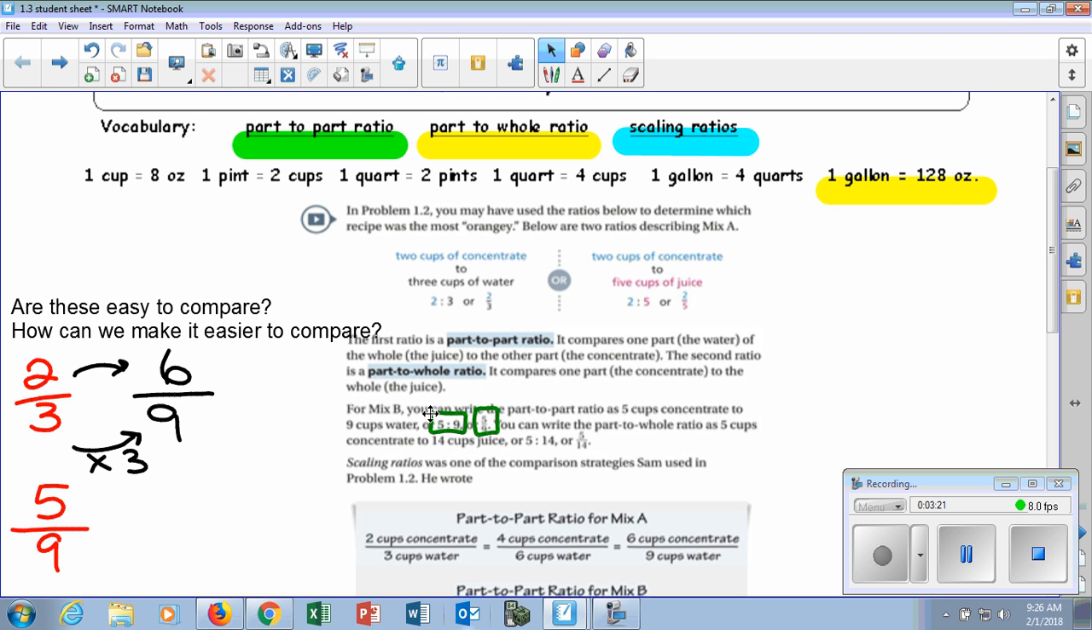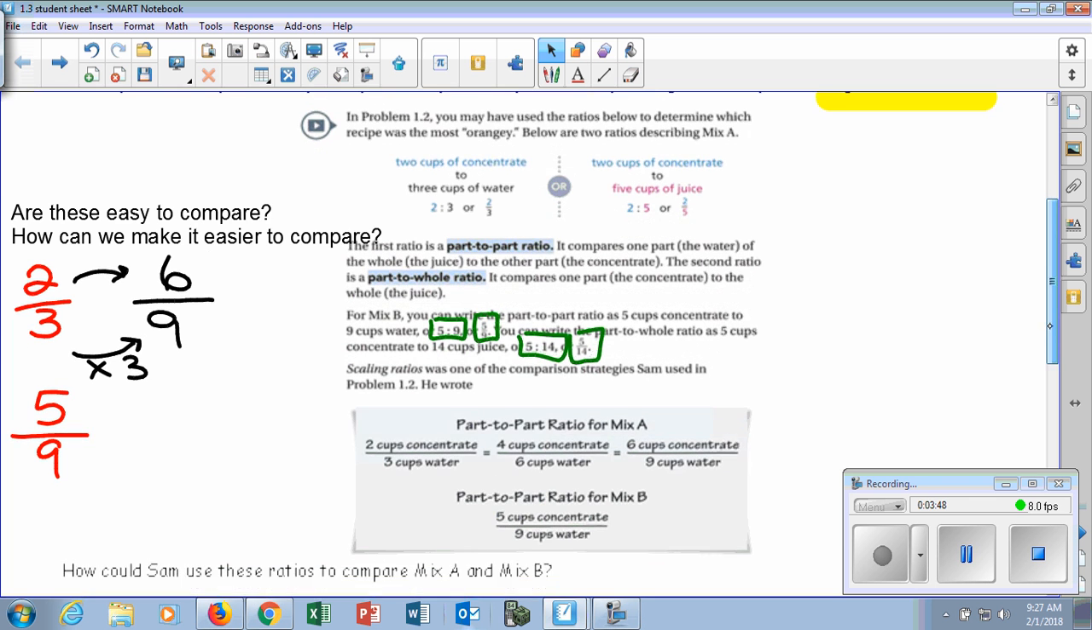Well, now that's part-to-wholes. We got 14 cups because we added the cups from the first part and the cups from the second part to get our total amount of cups, which they said was 14. So this would be more as 5/14. That's how we compare the parts to whole. Do you see the difference there? So scaling ratio was one of the comparison strategies Sam used in the problem for 1.2. Okay, well here's our 1.2.